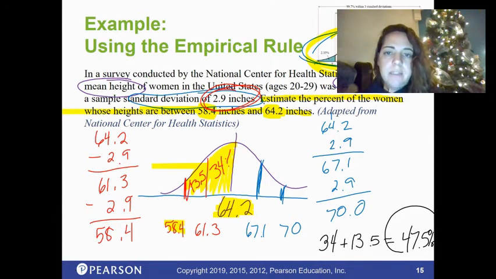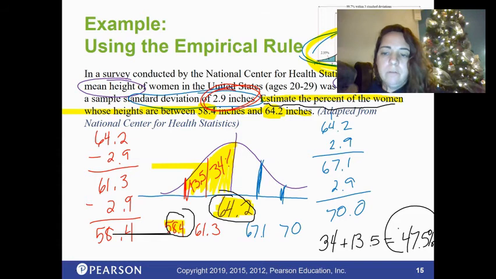So to answer their question, estimate the percent of the women whose heights are between 58 and 64. Well, it's about 47.5%, because 58 was 2 standard deviations away. So it went all the way over. There's one standard deviation, there's one jump, and there's another one. So that group carries 13.5%, and this group carries 34%. So add them together.